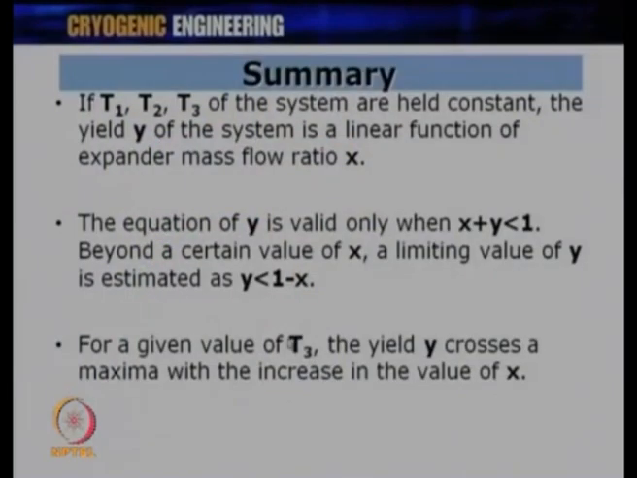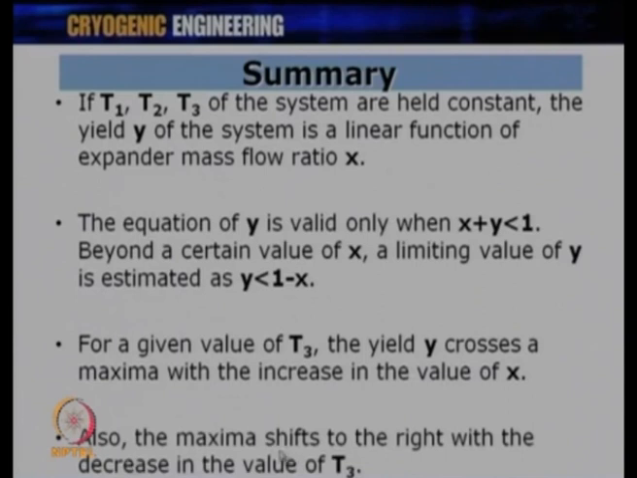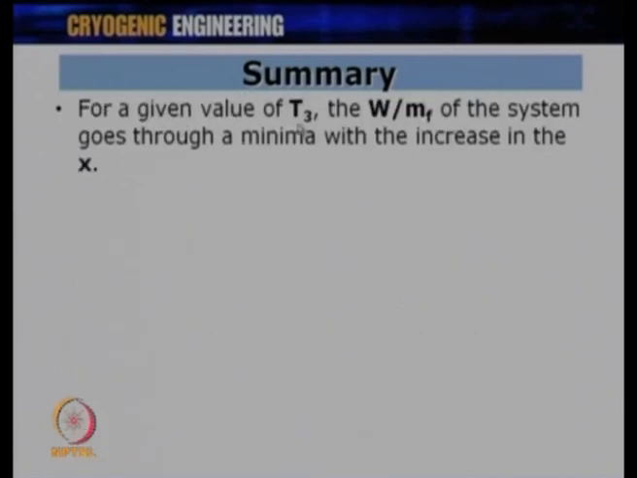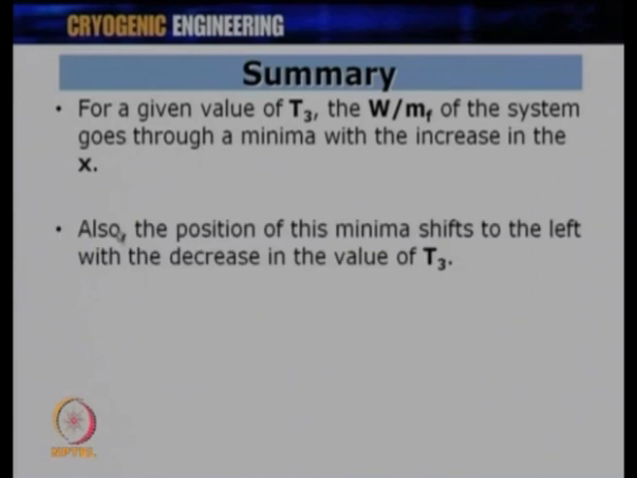For a given temperature T3, the yield y crosses a maxima with an increase in the value of x. So, if we give a sweep to x, the value of y goes through a maximum, and this is the value of y we want to attain. Also, the maximum shifts to the right with the decrease in the value of T3. We have talked about this. For a given value of T3, the W by mf of the system goes through a minima with the increase in the value of x, and this is again the optimum value of x we would like to use for design purposes for cycle optimization. Also, the position of this minima shifts to the left with the decrease in the value of T3.